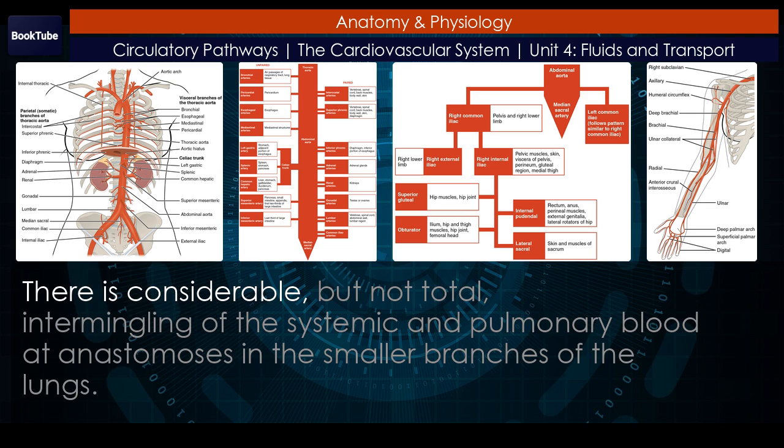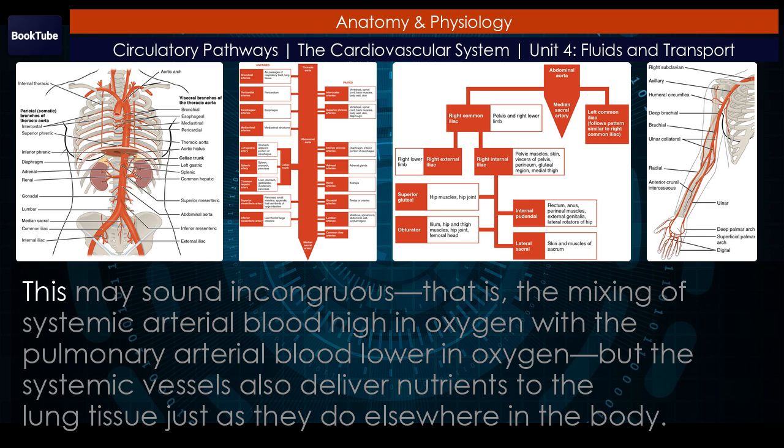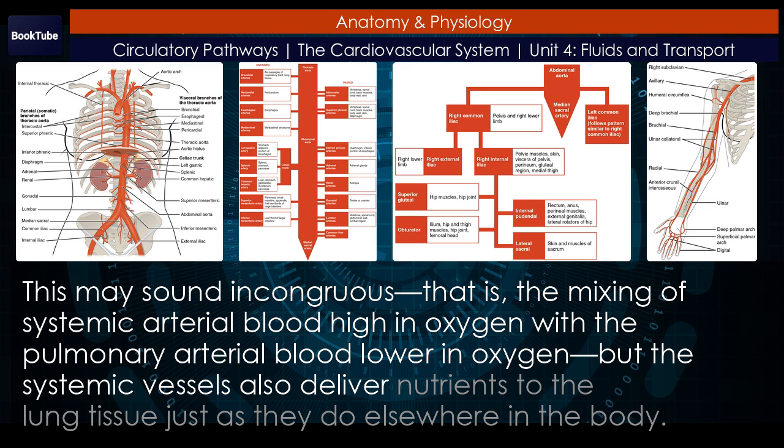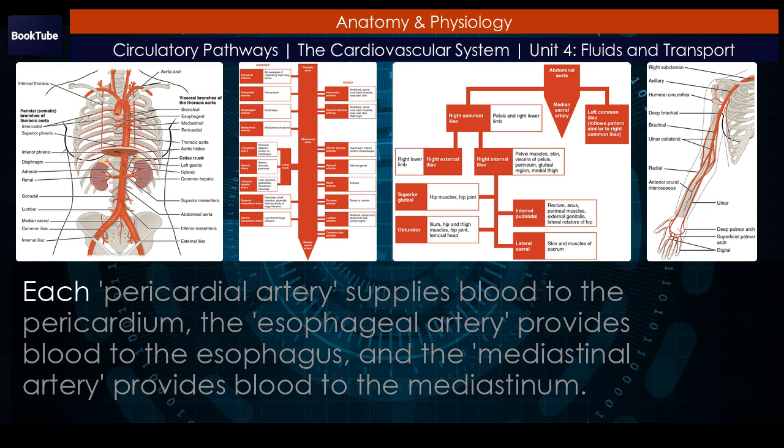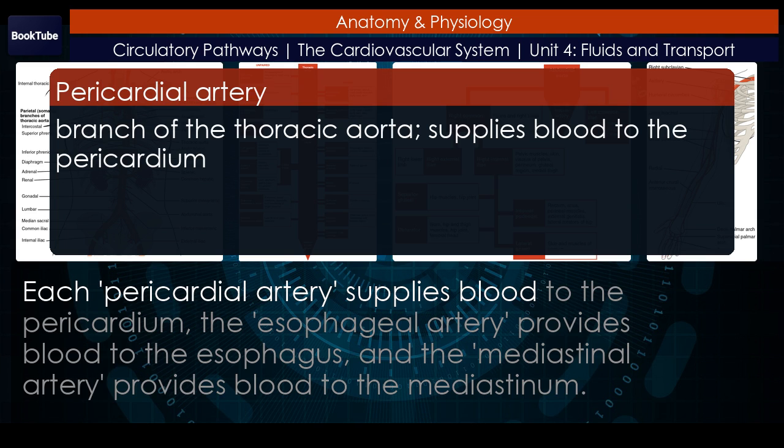There is considerable, but not total, intermingling of the systemic and pulmonary blood at anastomoses in the smaller branches of the lungs. This may sound incongruous. That is, the mixing of systemic arterial blood high in oxygen with the pulmonary arterial blood lower in oxygen. But the systemic vessels also deliver nutrients to the lung tissue just as they do elsewhere in the body. The mixed blood drains into typical pulmonary veins, whereas the bronchial artery branches remain separate and drain into bronchial veins described later. Each pericardial artery supplies blood to the pericardium.